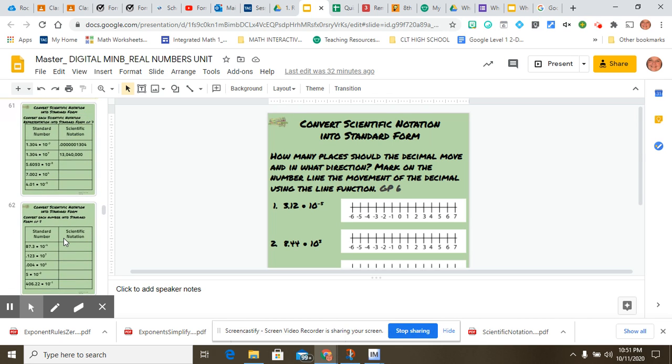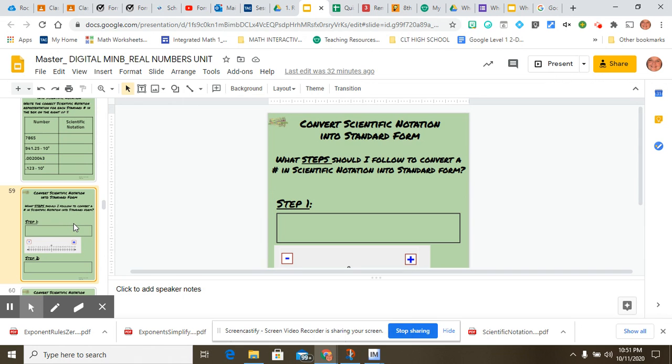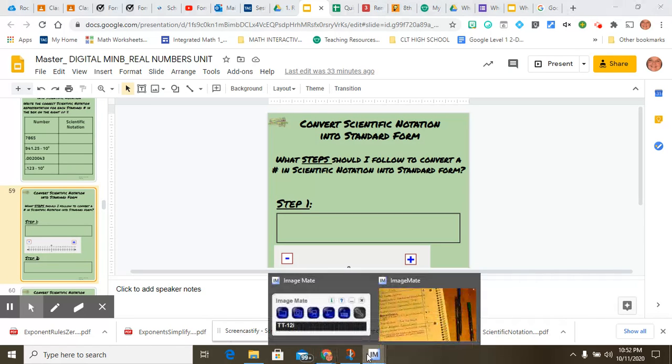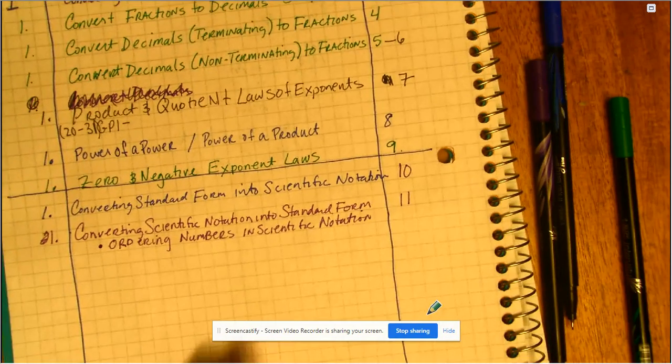Okay, so we're going to continue on with talking about scientific notation, and we're moving from converting to scientific notation into standard form. So last time we did standard form into scientific notation. Now we're going the other direction, and then we're also going to talk about ordering, or how do you order scientific notation. So let's go to our paper, Math Interactive Notebook, and you want to write down as your TOC.